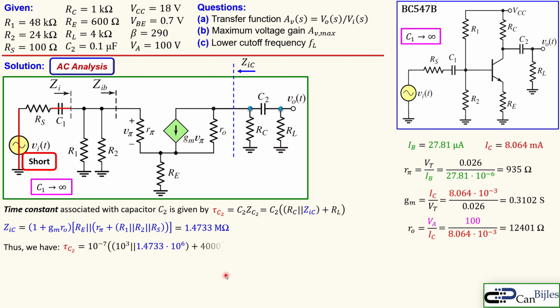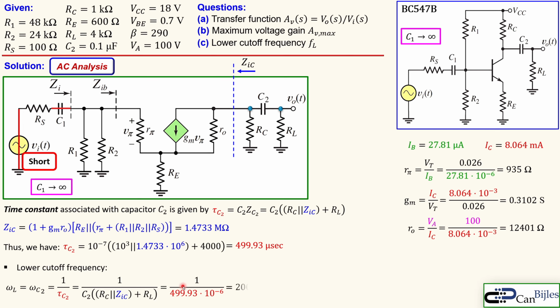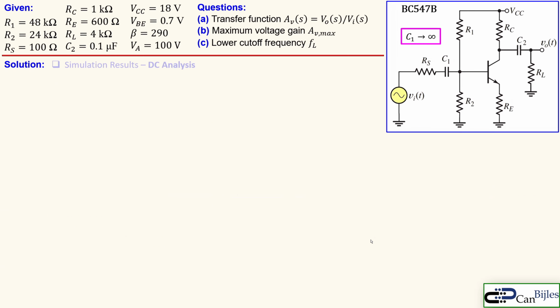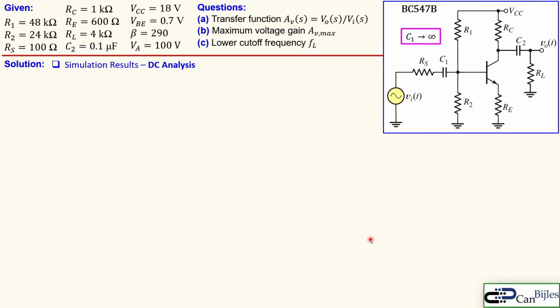Now thus in this case we have the following. Calculate that, it will be approximately 500 microseconds, so a little bit smaller than that. So the lower cutoff frequency is then 1 over that value, so that will be then 2000.27 radians per second, so almost 2000 radians per second. And if you now convert that to hertz, you divide by 2 pi, and that results in 318.35 hertz.